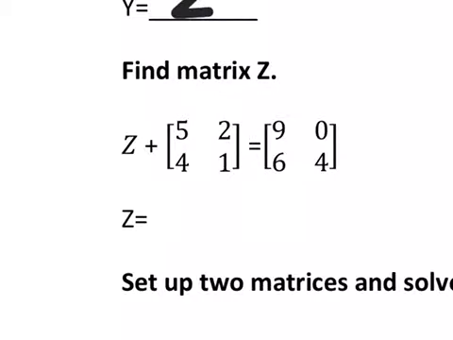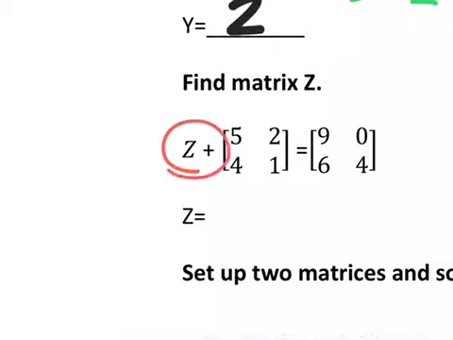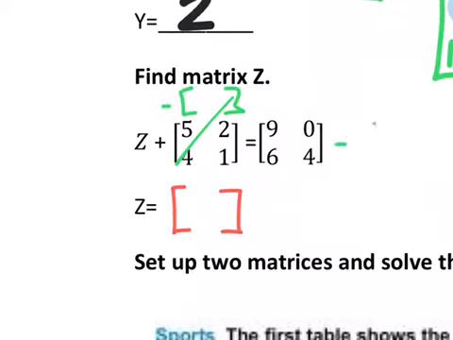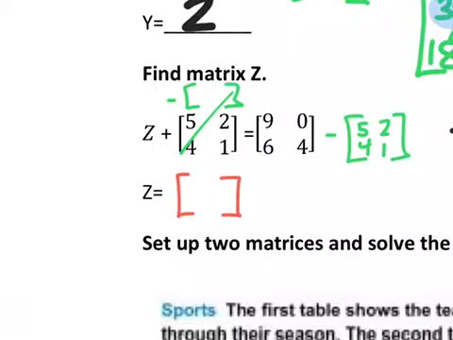Z is a matrix. I know that because in order for it to add with this matrix, it must be a 2 by 2 matrix. How we will find it is just like you might be already expecting and probably already working on. I would just need to subtract this matrix from both sides. And that would then solve us for z.